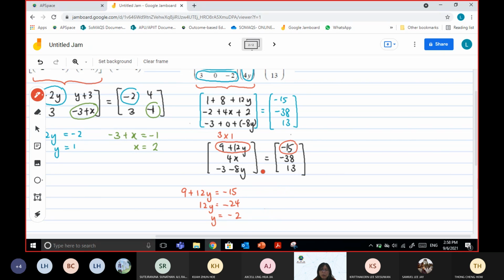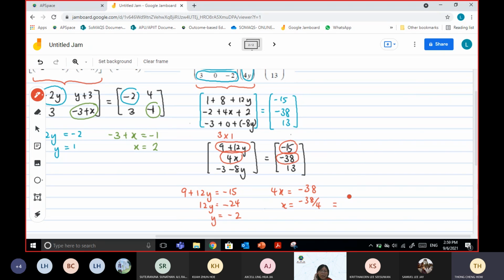Okay, so next one is the 4x and negative 38. So x equals negative 38 over 4. Okay, so cancelling down, what do you get for the, is it negative 38? Oh, yes. Okay.